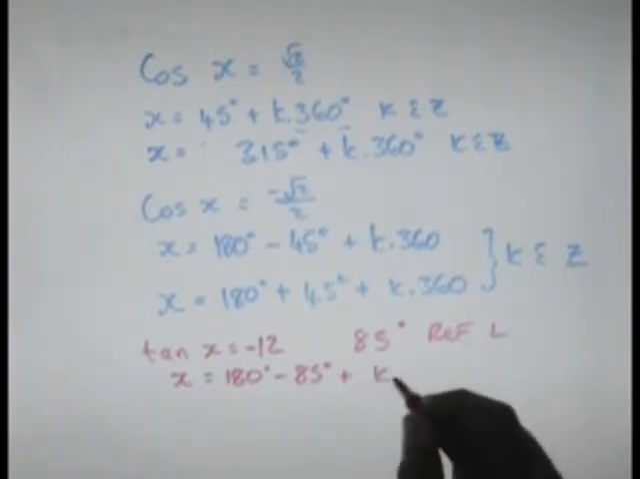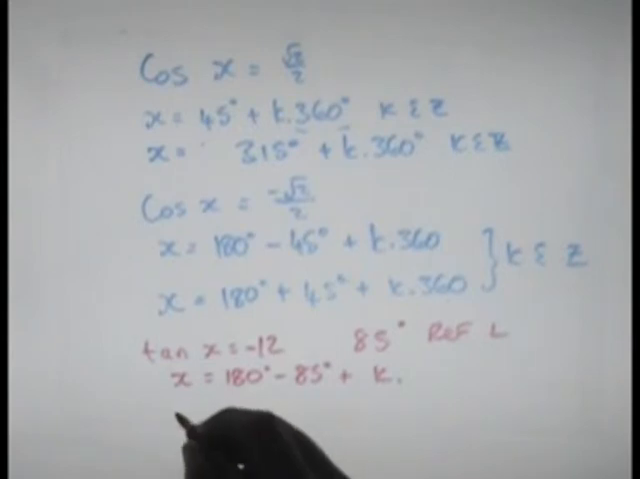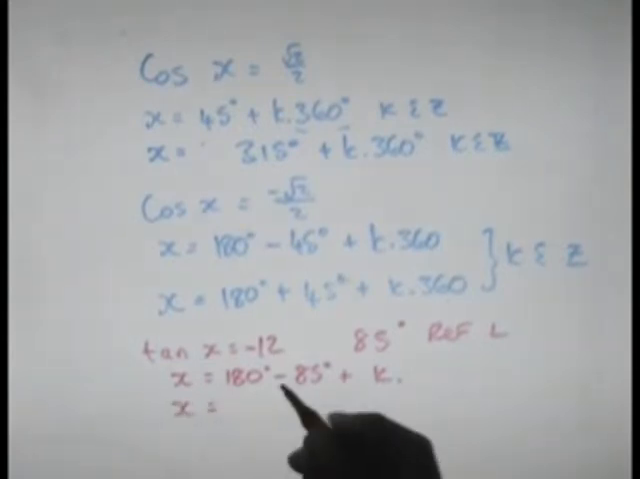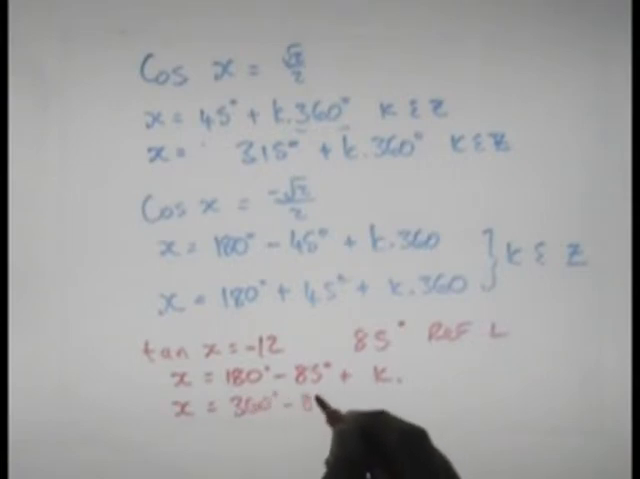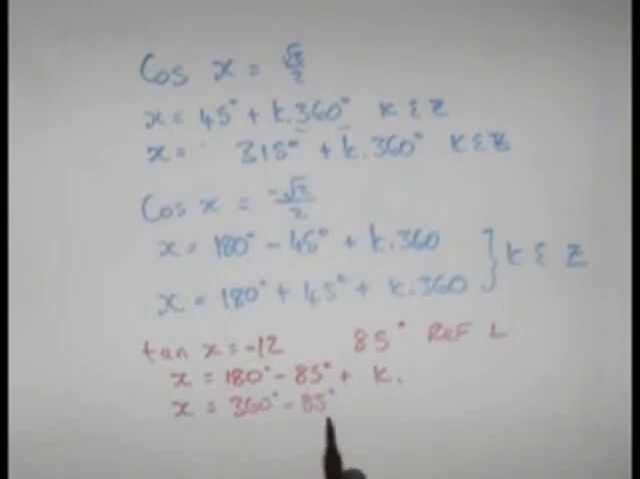times, and I'm going to finish that off now in a second. The other quadrant where tan is negative is in the fourth quadrant, which is this, either can be 360 minus 85 degrees or just 0 minus, but let's work with 360 minus 85 plus k times.